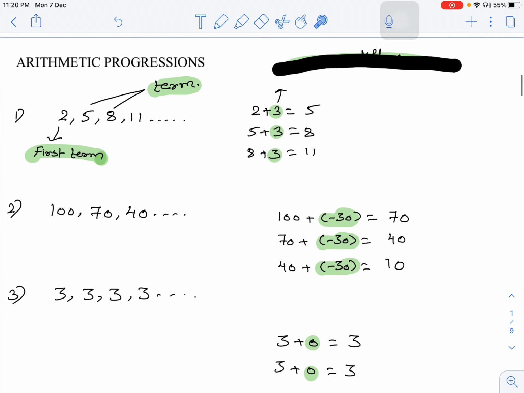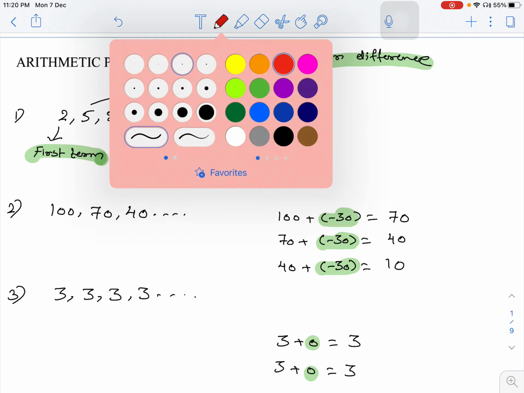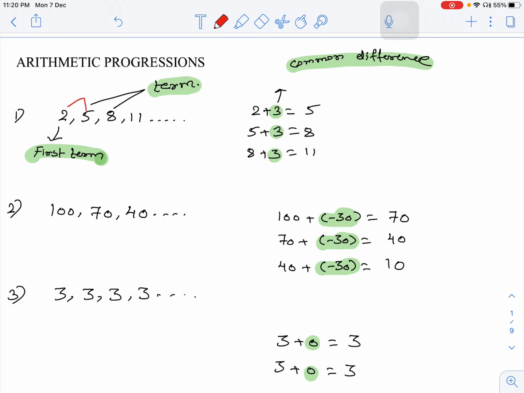Now this common number which we consider is known as the common difference. So now what is the common difference? This common difference is nothing but the difference between two consecutive terms. For example, let me highlight it with a different color. 5 minus 2, it is 3. 8 minus 5, it is 3. 11 minus 8, that is 3. So we can say that this 3 is the common difference, which is indicated by the letter d.